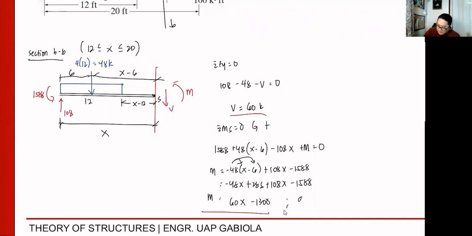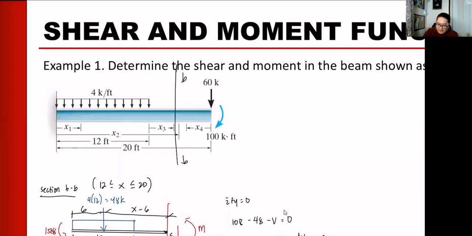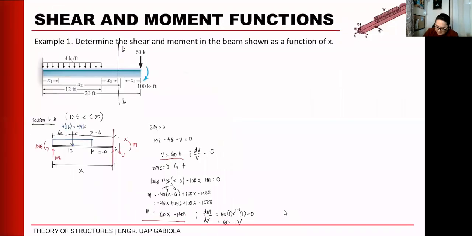Okay? So when we take the derivative of the moment with respect to x, that will equal 60 times 1 x to the 1 minus 1 times 1 minus 0. So when simplified, that will be 60, which is equivalent to our V. And then when we take the derivative of our shear, that will be equal to a constant, so 0, which is 0 indeed because there is no force acting in this portion. So these equations are applicable for distances of x where 12 is less than x less than 20. Okay? So that is how our functions of x look. Okay? Any questions?